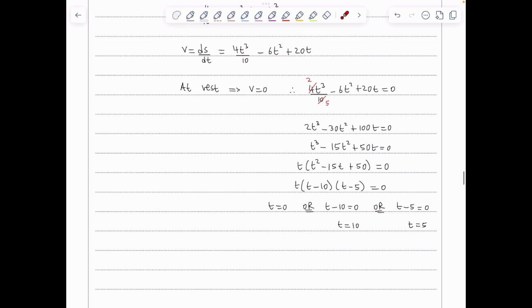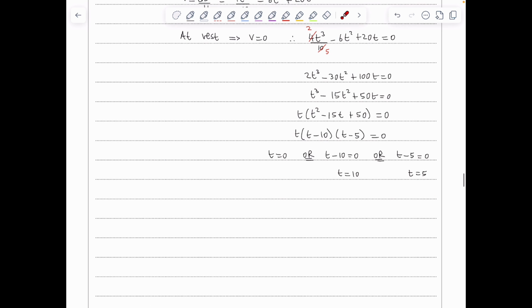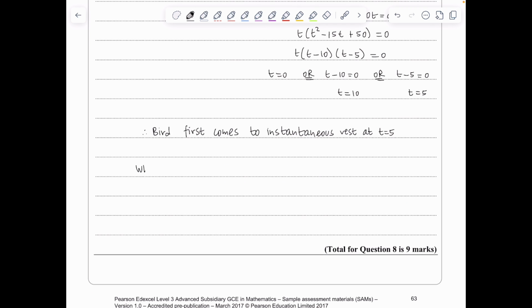However, since the question is asking for the distance when the bird first comes to instantaneous rest, we can see that the bird first comes to instantaneous rest at t is 5. So I need to find the distance when t is 5. So I simply have to say that when t is equal to 5, we've got that s is equal to 1 over 10 times (5 to the power of 4 minus 20 times 5 to the power of 3 plus 100 times 5 squared). Now if I plug this into the calculator, we get that s is 62.5 meters.